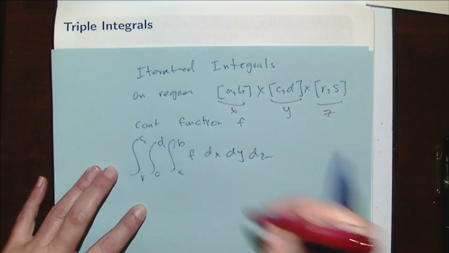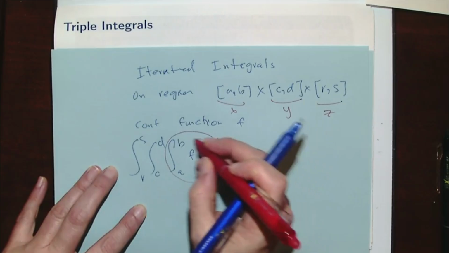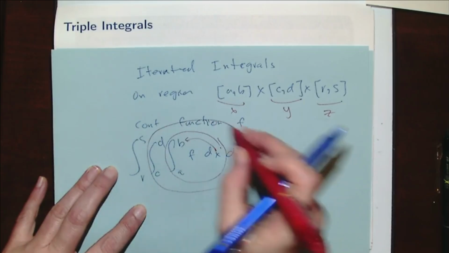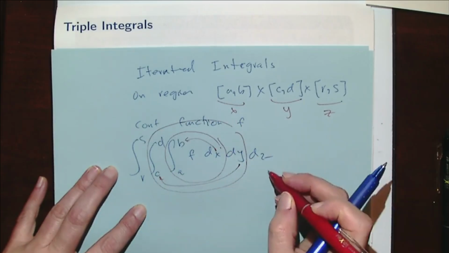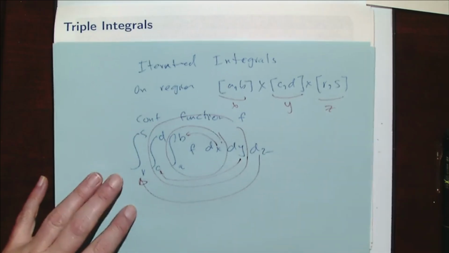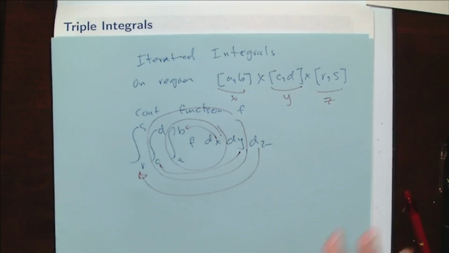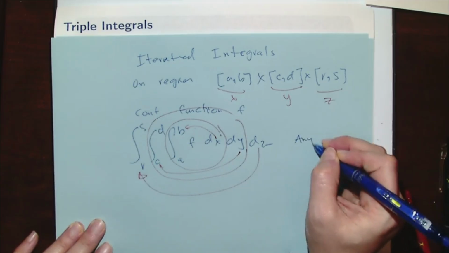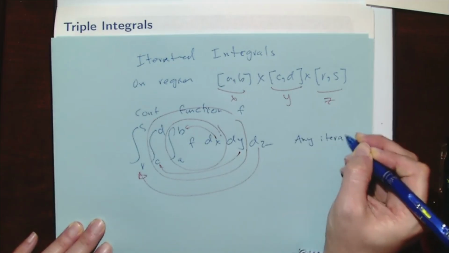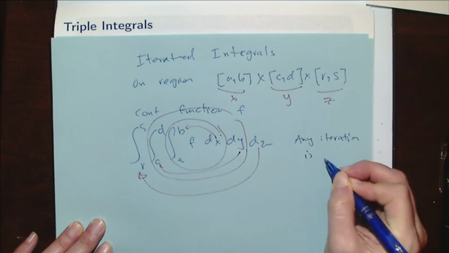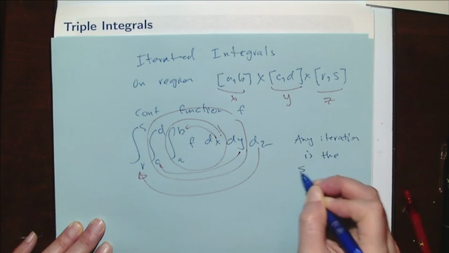Now, you can tell x matches this, y matches that, and z matches those. And then you can do any iteration of this. I wrote one of them. There are multiple iterations of this. Any iteration gives the same value.